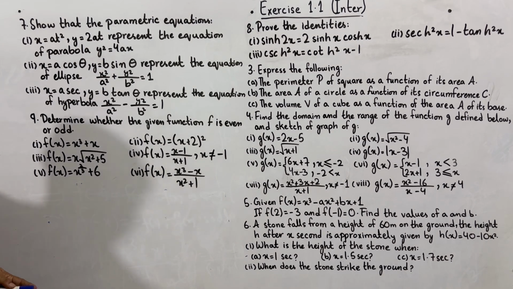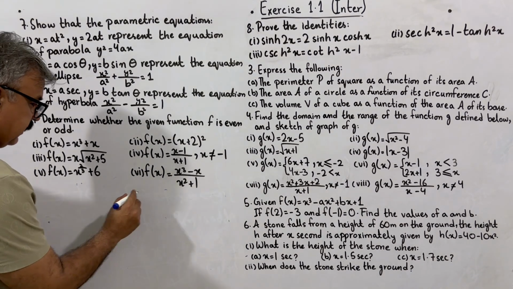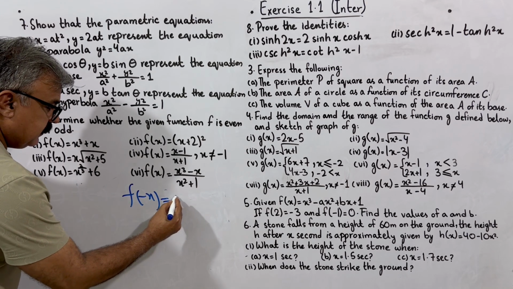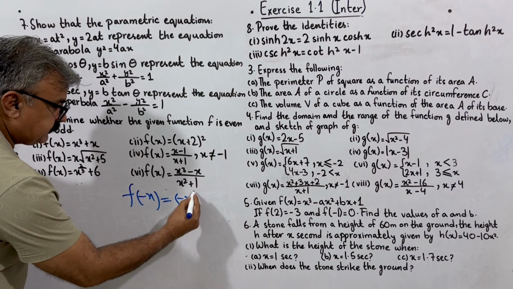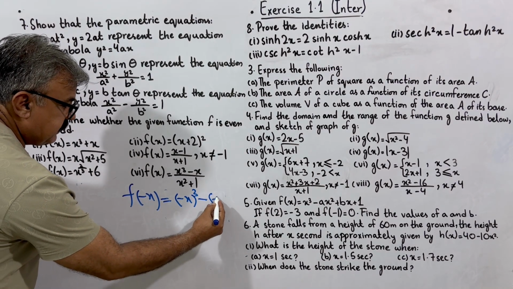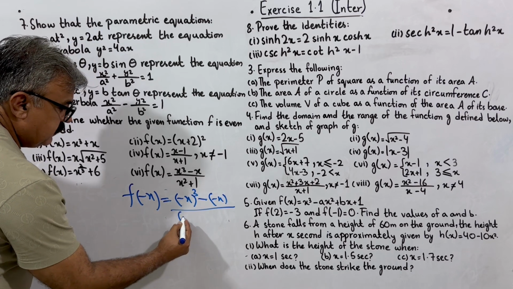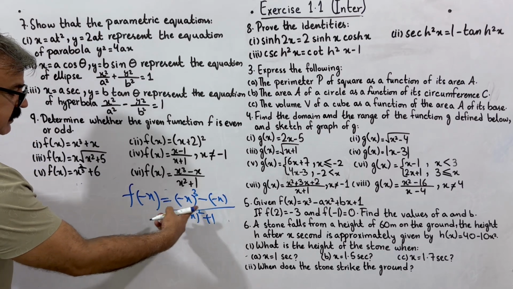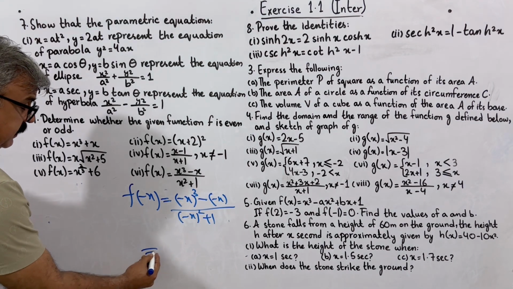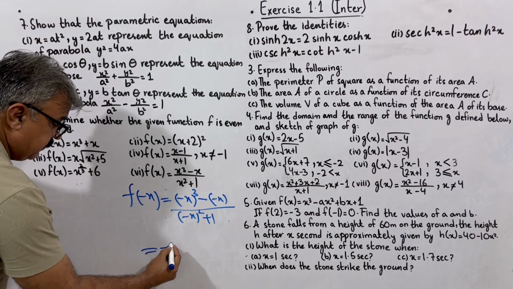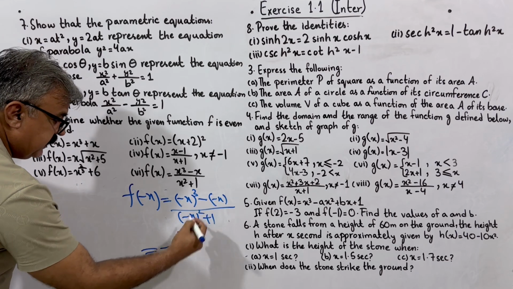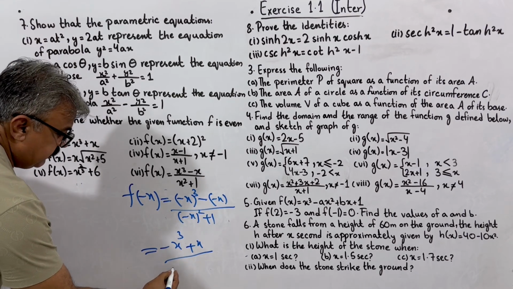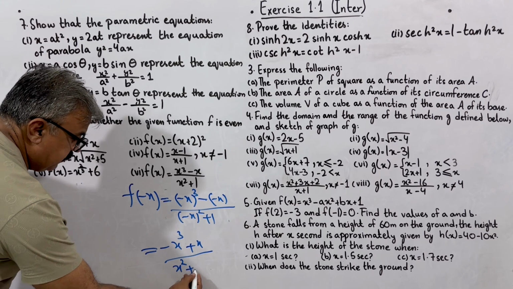Starting in reverse fashion, retrospective fashion. This one. Replace x by minus x. I have minus x cube minus x overall minus x square plus 1. Power is odd, minus remains; power is odd, minus remains. It will become minus x cube plus x. Here power is even, minus will be converted into positive automatically.